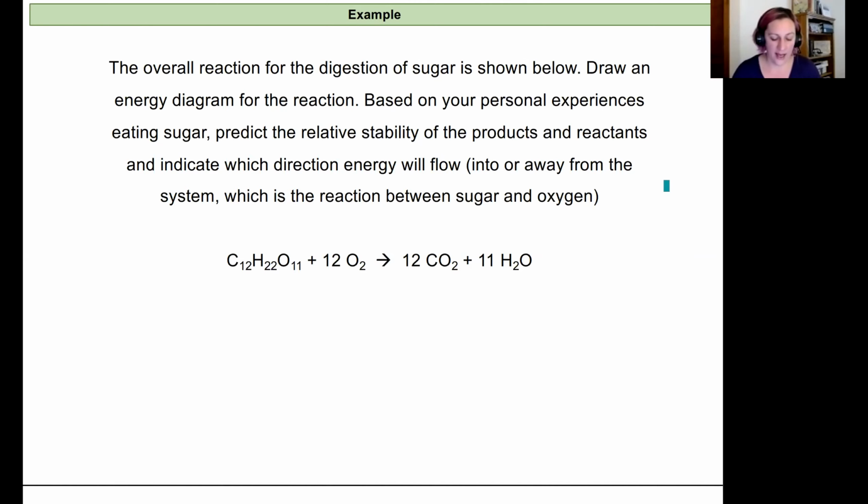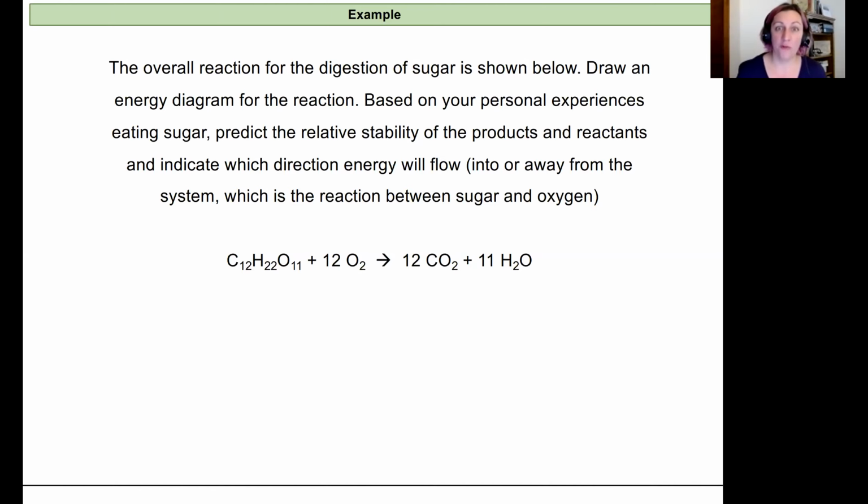We're going to draw an energy diagram for this reaction showing internal energy. Just based on your personal experiences eating sugar, predict the relative stability of our products versus our reactants, and indicate which direction energy will flow, either into or away from the system, for our reaction between sugar and oxygen. Why don't you give the video a pause and try to write this out yourself, and I'll do it here in just a second.